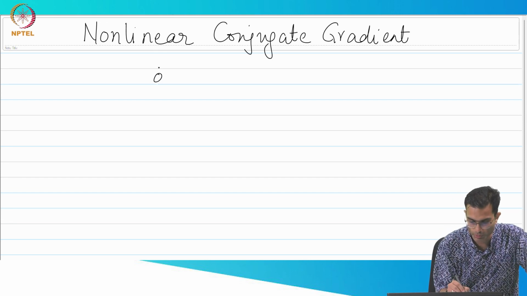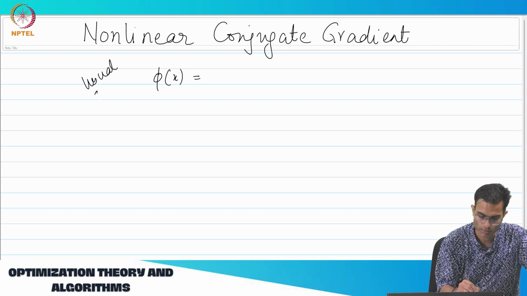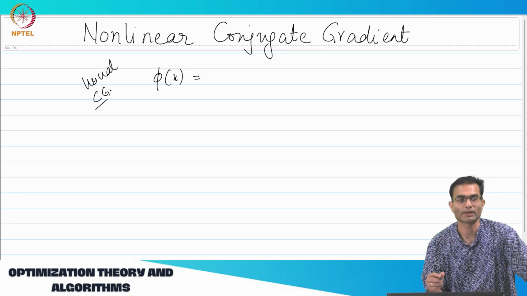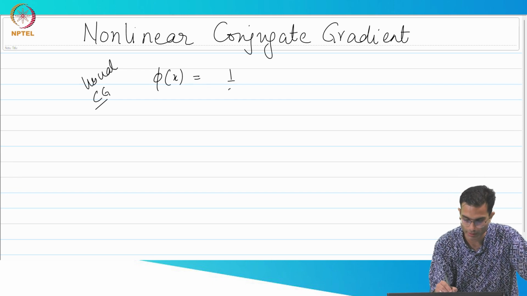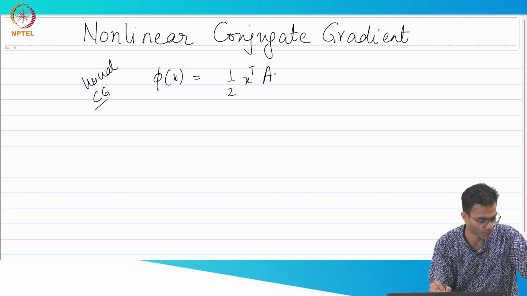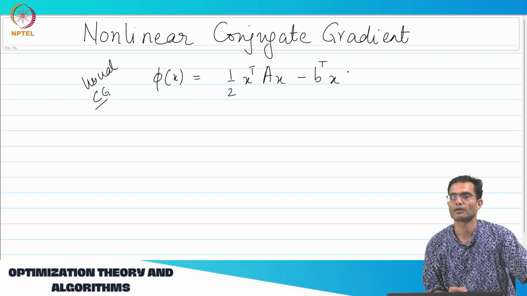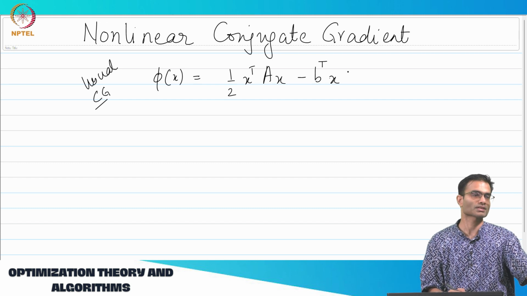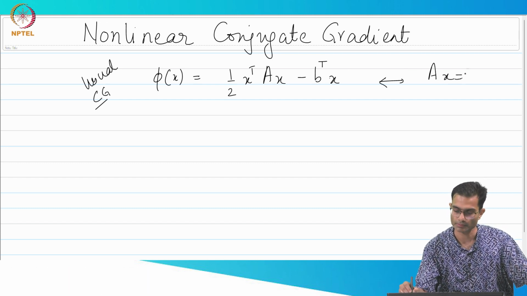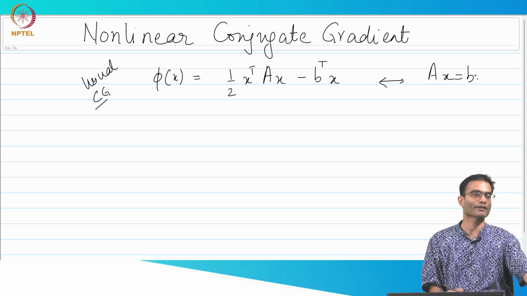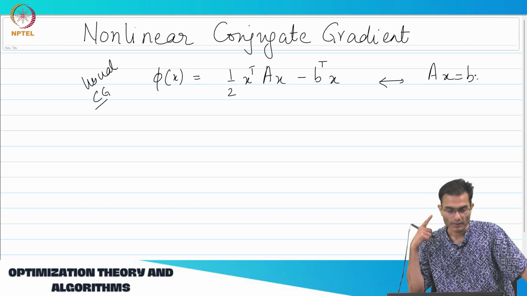So in your usual conjugate gradient method, usual CG, the cost function which we had written was a quadratic form, right? And we had written it as half of x transpose Ax minus b transpose x, right? And we said this is the same as effectively solving Ax equal to b. Why? Because grad f(x) equal to 0 was Ax minus b.